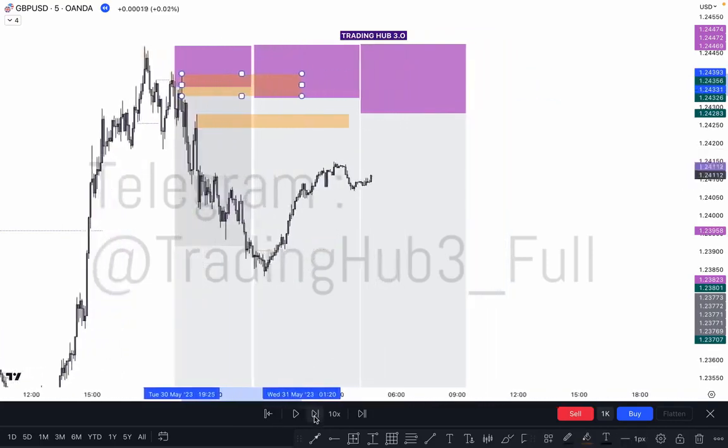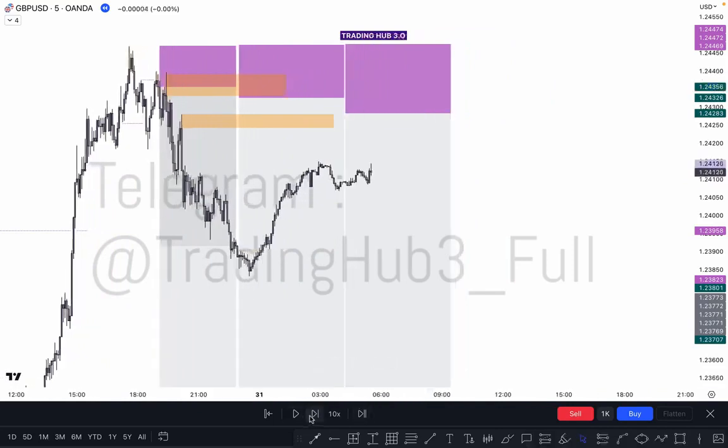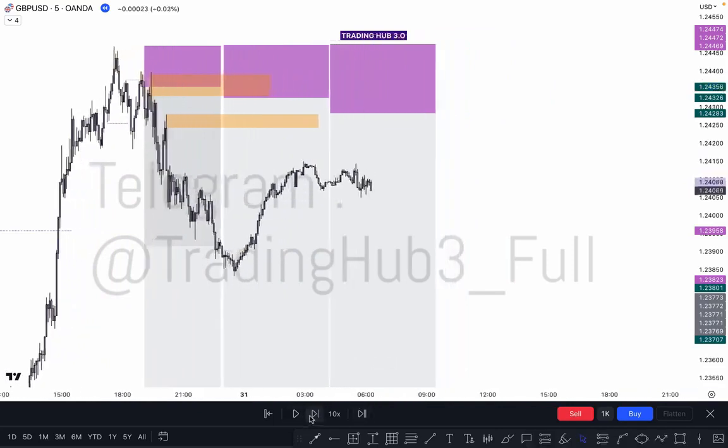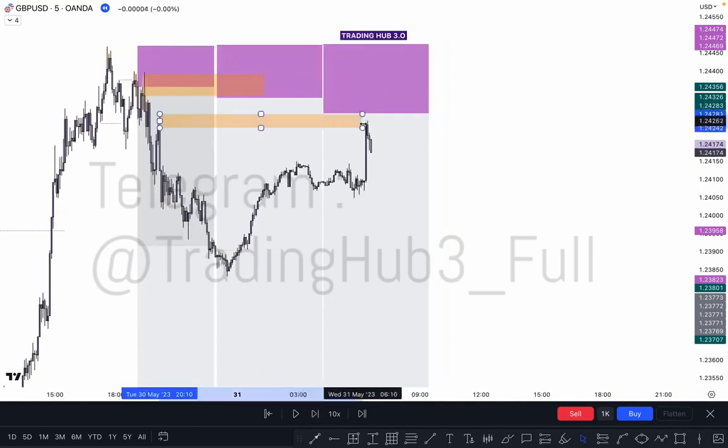All right, the market continues going higher high. So let's see what happened next after this one. All right, the market is trying to go higher and the market tapped here, right?